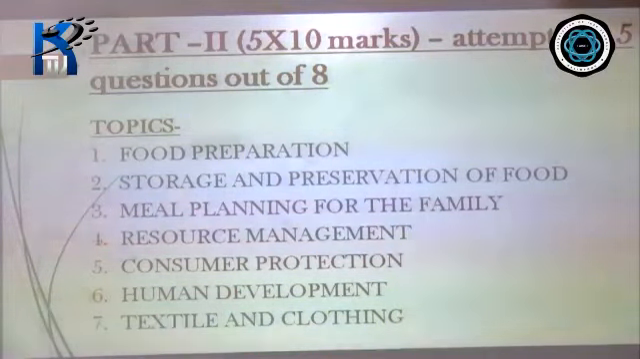So let's first begin with the first chapter, food and preparation, and see what type of questions have been asked in the previous years from this chapter. Since these are subjective type questions, you have to explain in detail, keeping in mind once again that key words are very essential.